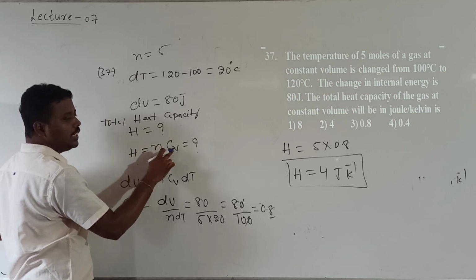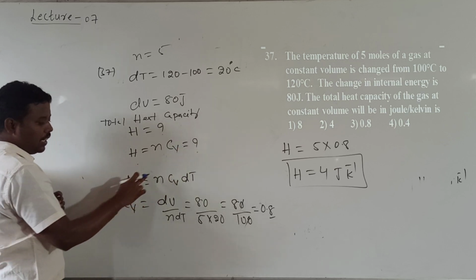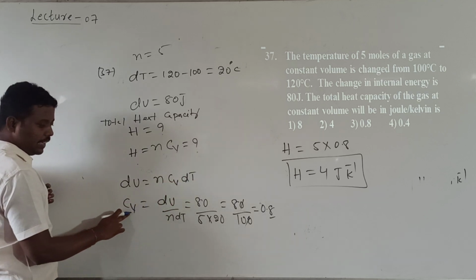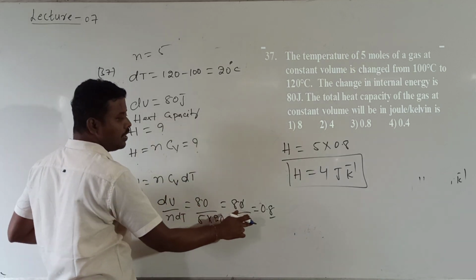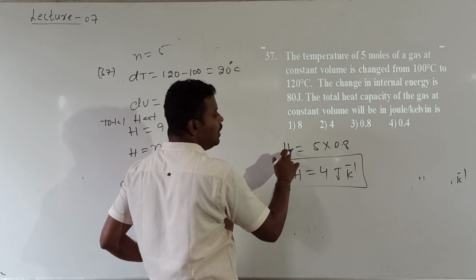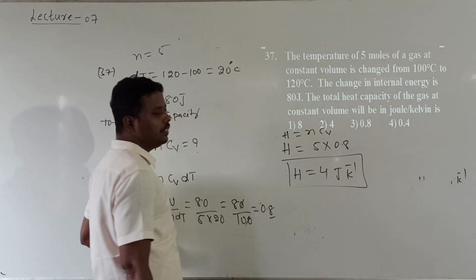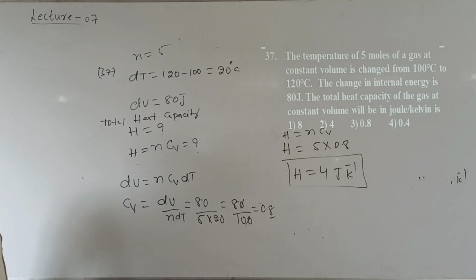H is equal to N into Cv, how much? dU formula is N into capital Cv into dT. Calculated Cv, then I got Cv. Substituted Cv in the formula. H is equal to N into C. Okay, now then I got it. So this is question number 37.